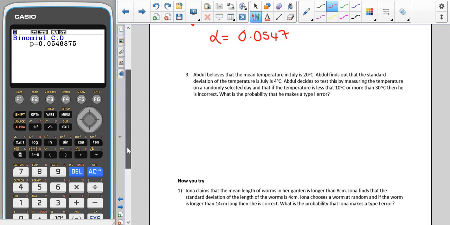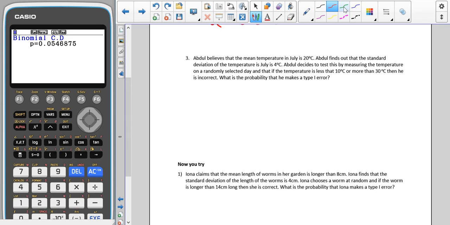Let's have a look at one more example before we go on to the now you try questions. So here we have Abdul believes that the mean temperature in July is 20 degrees C. Abdul finds out that the standard deviation of the temperature in July is 4 degrees C. So we have a mean, we have a standard deviation, that's screaming normal to me. Abdul decides to test this by measuring the temperature on a randomly selected day, and that if the temperature is less than 10 or more than 30, then he is incorrect.